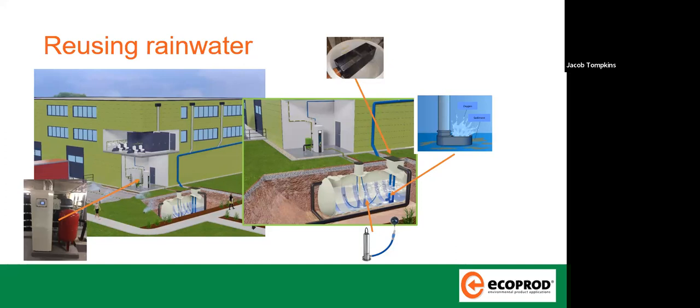A large number of businesses, particularly warehouses, have a very large roof space. They are being charged for the rainwater that falls on their roof or their car park and goes into the sewer, and at the same time, you're buying water. If you need low-grade water for toilet flushing, for cleaning, or for some elements of manufacture, why not catch that rainwater and reuse it? As I say, it also has a benefit for reducing flooding.